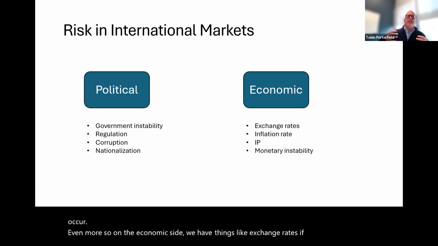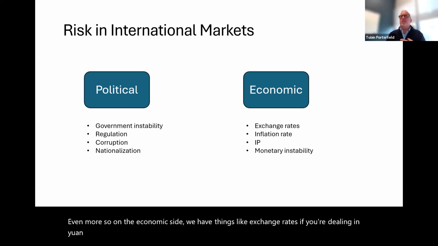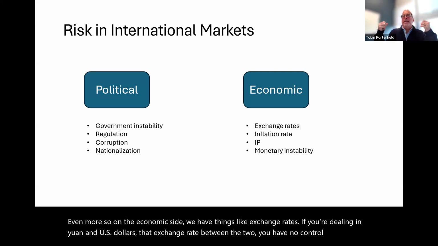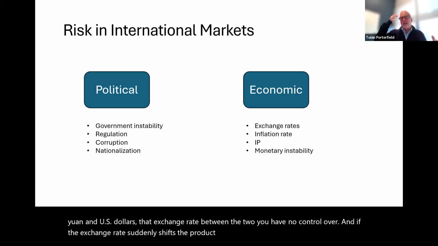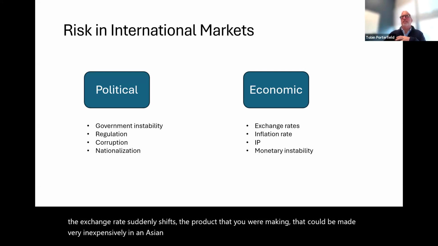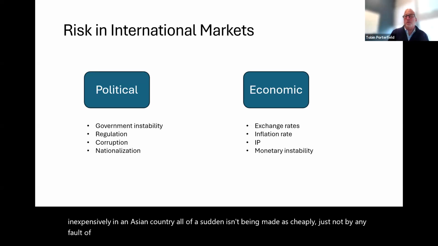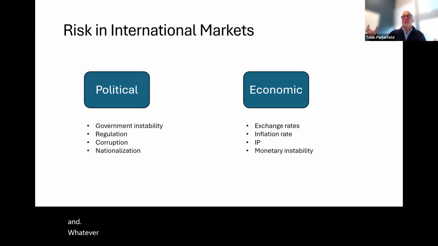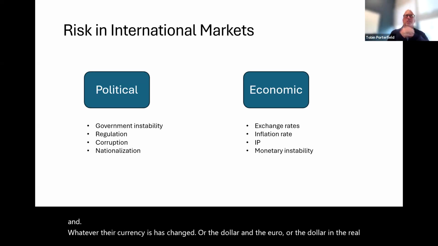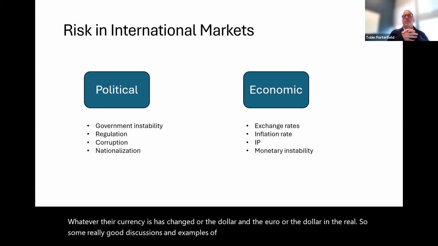Even more so on the economic side, we have things like exchange rates. If you're dealing in yuan and US dollars, that exchange rate between the two you have no control over. And if the exchange rate suddenly shifts, the product that you were making that could be made very inexpensively in an Asian country all of a sudden isn't being made as cheaply, not by any fault of your own or anything you're controlling, but the exchange rate between the dollar and whatever their currency is has changed, or the dollar and the euro, or the dollar and the real. So, some really good discussions and examples of this in the text you can take a look at.